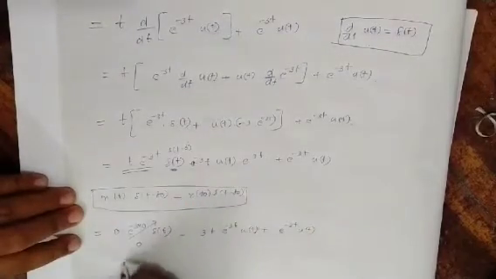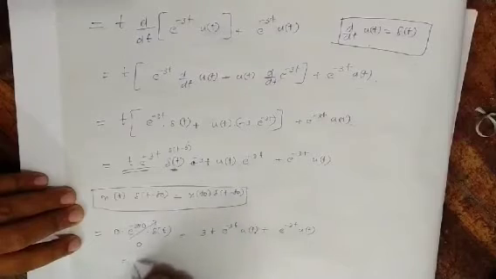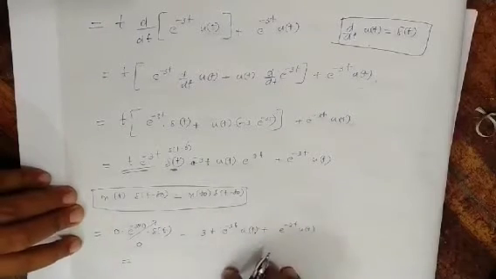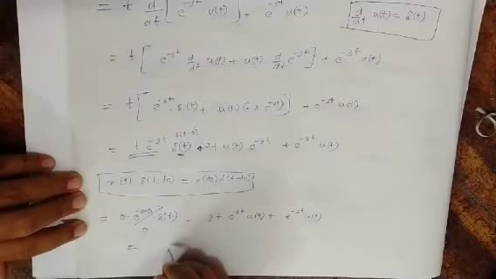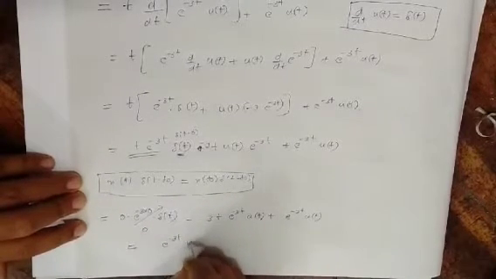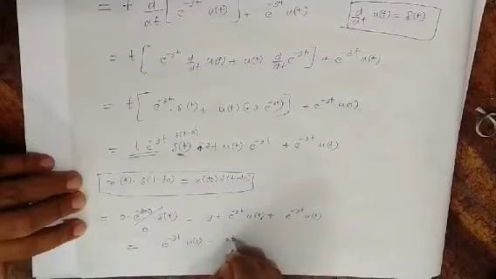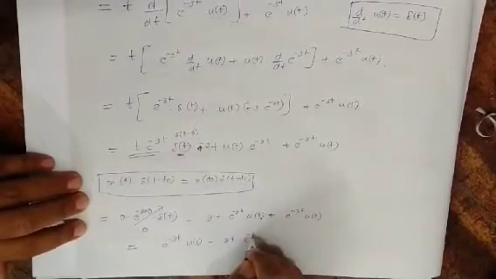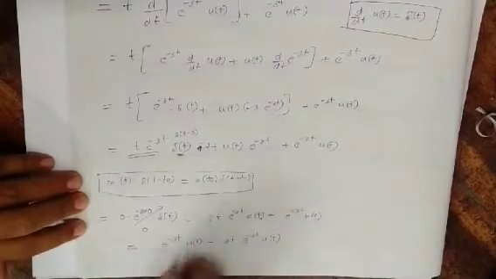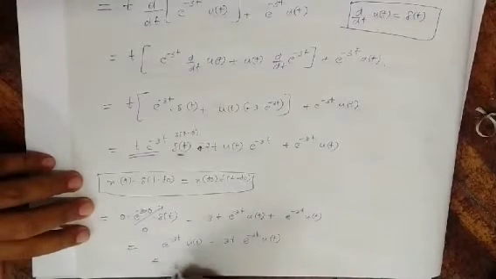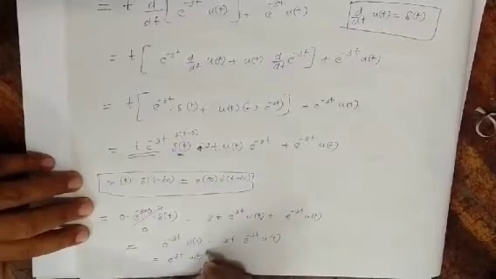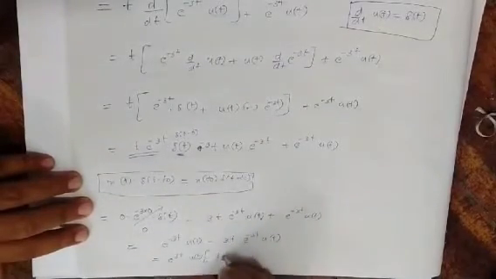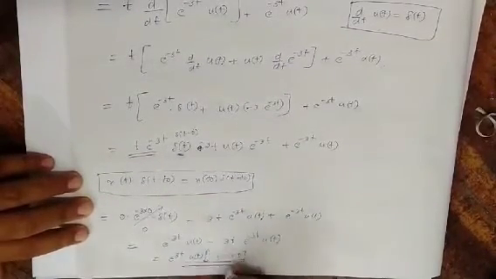Okay. So the final answer is equal to e raised to minus 3t u of t minus 3t e raised to minus 3t u of t, which is equal to, taking e raised to minus 3t u of t outside, we will get 1 minus 3t. Okay.